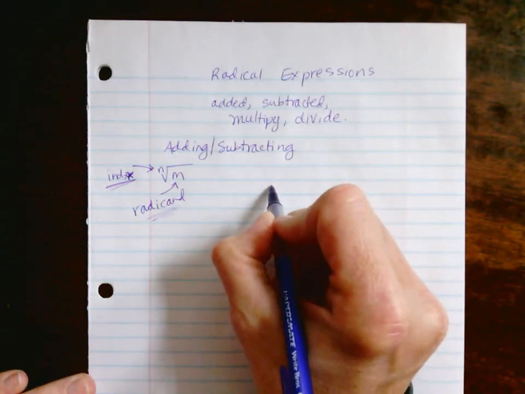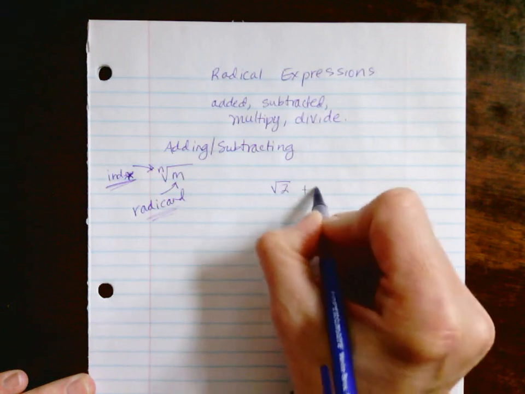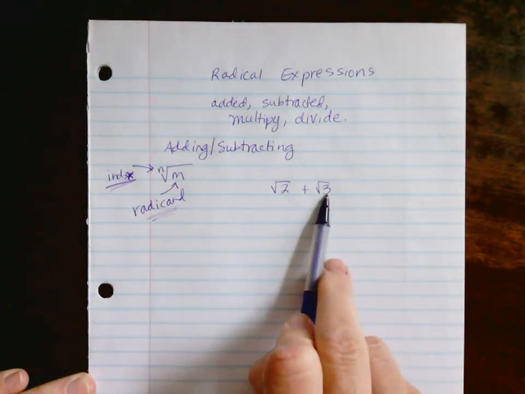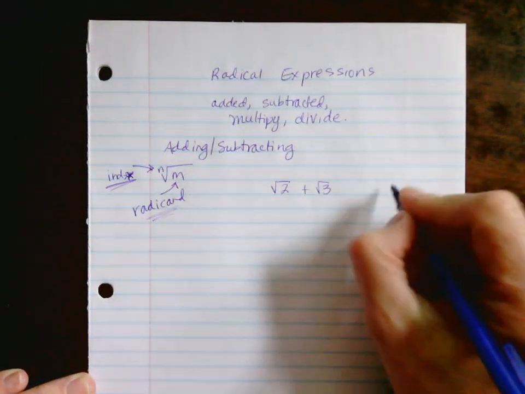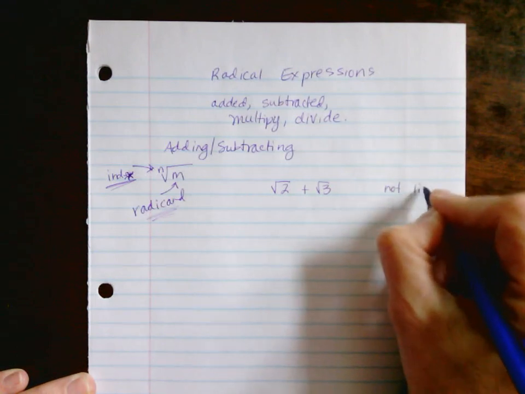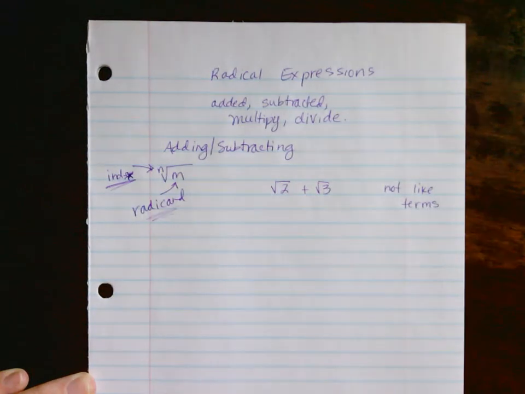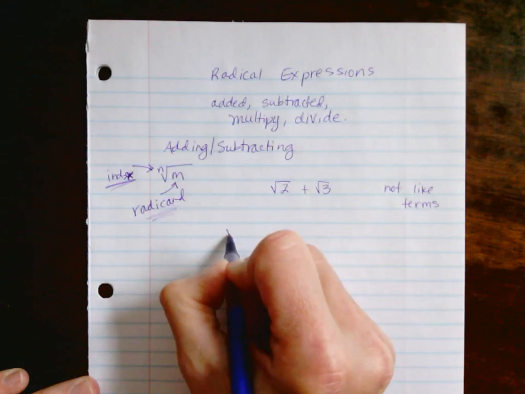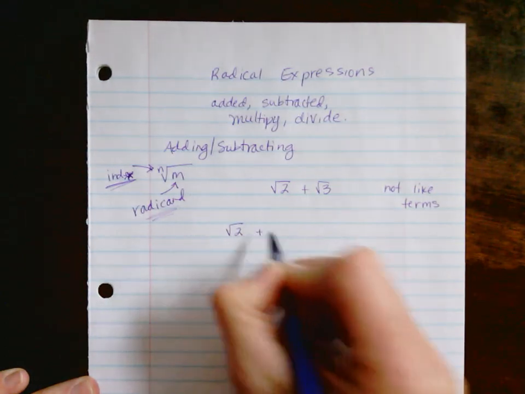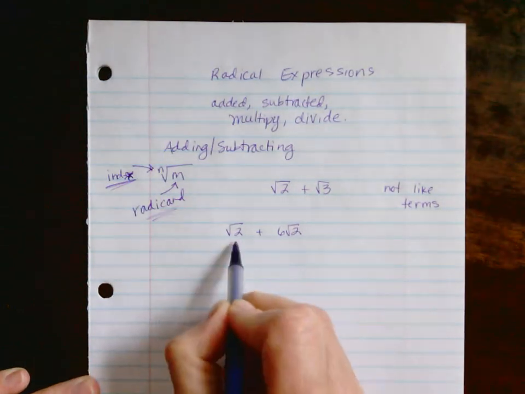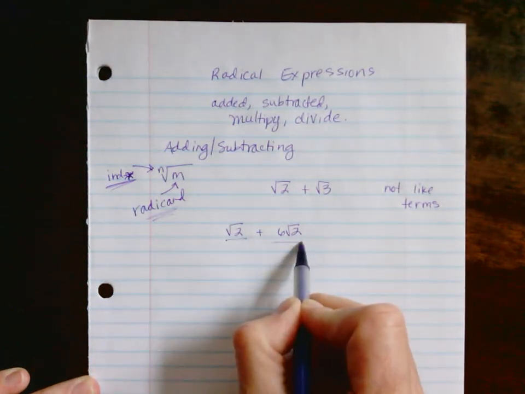For example, radical 2 plus radical 3. This expression cannot be simplified because the radicands are different. So just like we've done for years now, we look to see if there are like terms, and these are not. If we have radical 2 added to 6 radical 2, these would be considered like terms.